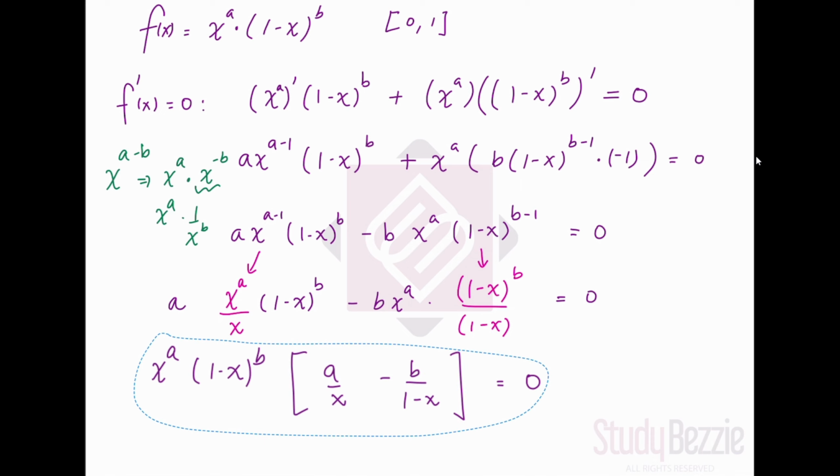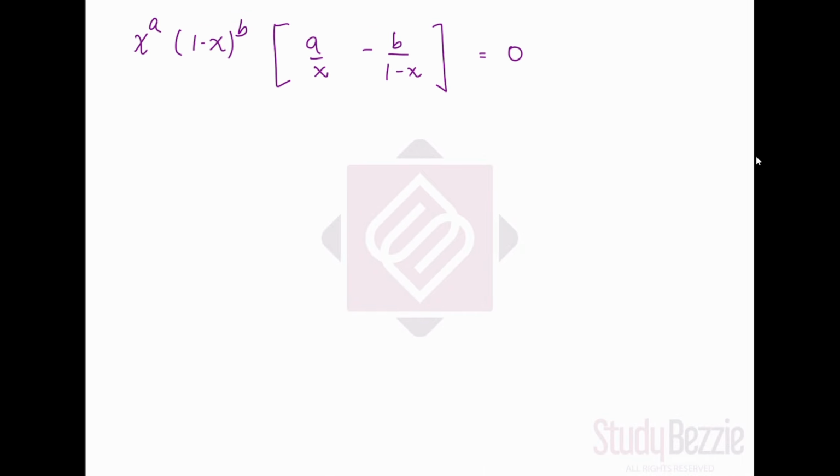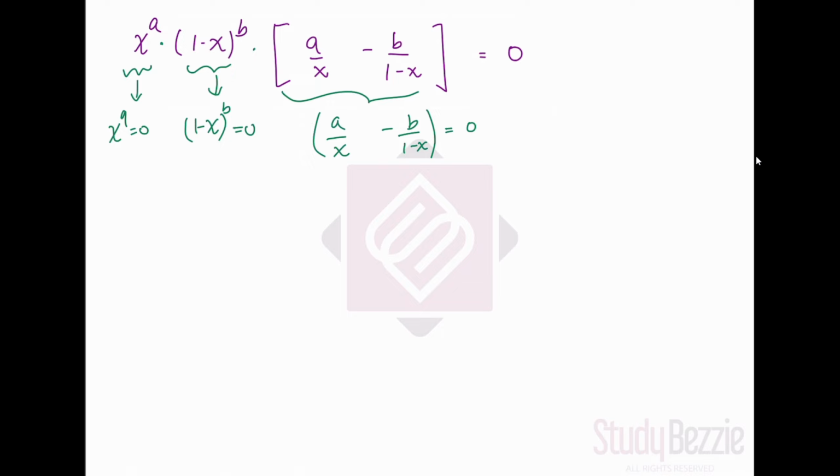I'm going to copy this over to the next page so that we don't spend time writing it. So this is what we have now. When you're encountering these three factors and they equal 0, what you have is either this factor being equal to 0, this factor being equal to 0, or this factor, a over x minus b over 1 minus x, being equal to 0. There are three possibilities, right?